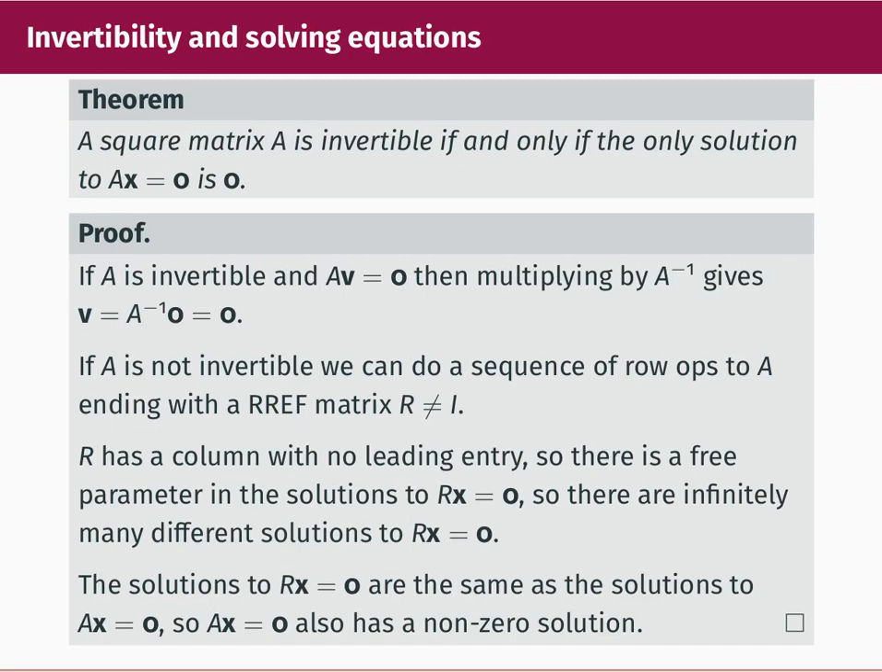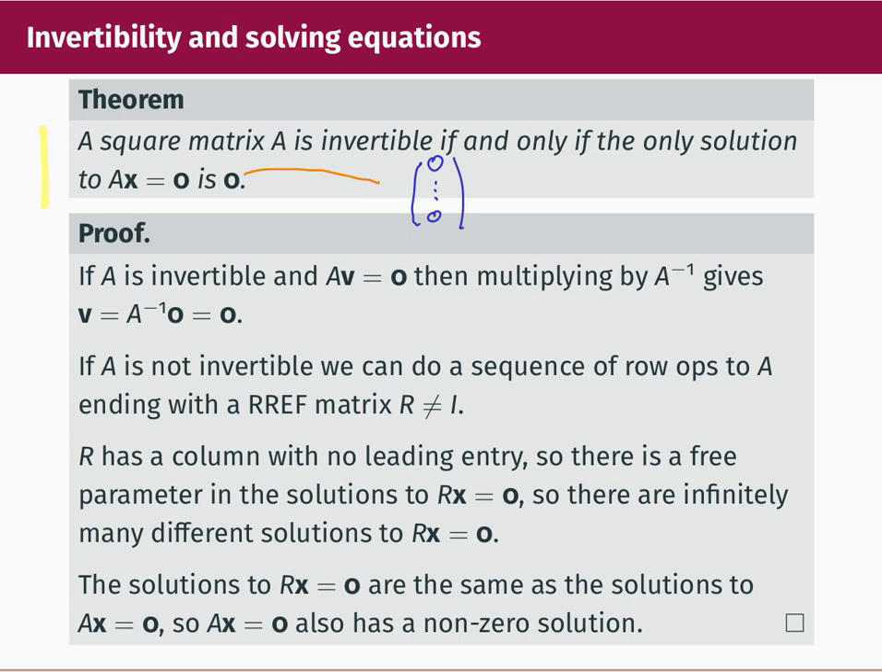Let's use this to produce another characterization of invertible matrices. Our final theorem says that a square matrix A is invertible if and only if the only solution to the matrix equation A times X equals the zero vector is the zero vector. Just to make the notation clear, what I mean by this bold zero here is the vector all of whose entries are 0. So the vector with the same height as A, all of whose entries are 0.